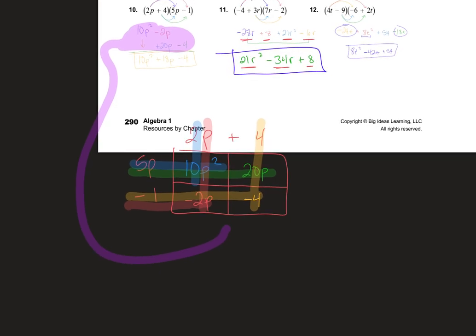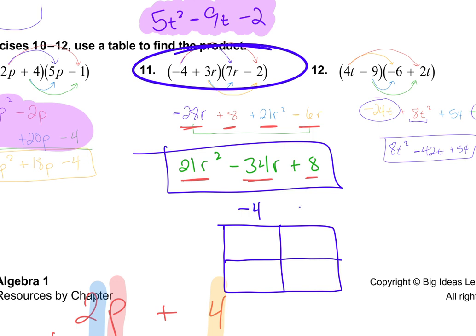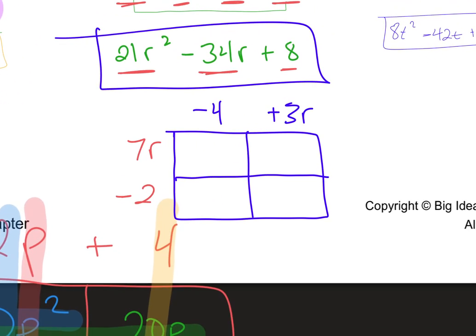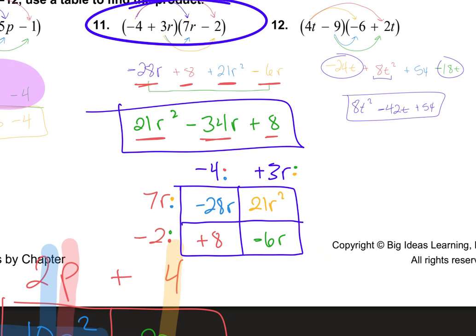But let's do another table version, shall we? So we're going to set up our table. It's going to have 4 boxes, because there are 4 terms. Negative 4 plus 3r, 7r minus 2. And then you just connect, right? So 7r and negative 4, that's negative 28r. 7r and positive 3r, that's 21r squared. And 2 and negative 4, that's positive 8. Negative 2 and 3r, that's negative 6r. Again, same thing: 28, 28, 21, 21, 8, 8, negative 6, negative 6. Combine all that to get this.